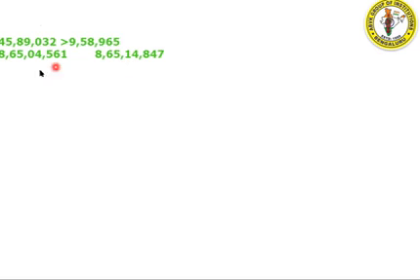So next what do you have to do? Again go to the next digit. Here 0 is there and here 1 is there. So until you get different digits, you should keep comparing. Okay, now here we have different digits. 0 is different from 1. Now you have to compare which is smaller and which is bigger. You know 0 is the smaller number and 1 is the bigger number. So now this 8 crore 65 lakh 4,561 is lesser than 8 crore 65 lakh 14,847. So what symbol do you have to put? You have to put the lesser than symbol.